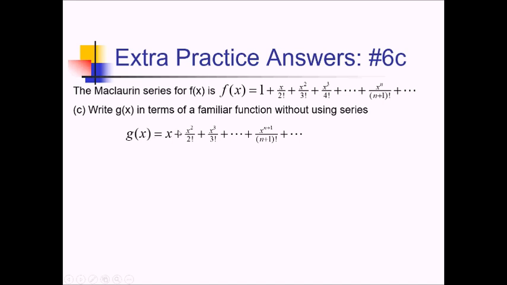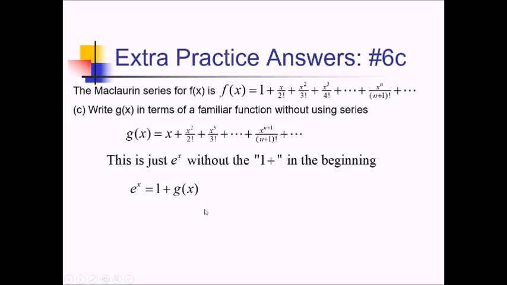This is essentially just the e to the x series without the 1 plus at the beginning. In fact, we could say that e to the x is just going to be 1 plus this g of x series. Well, that being the case, that means that g of x is really just e to the x minus 1. So there's g of x without a series.